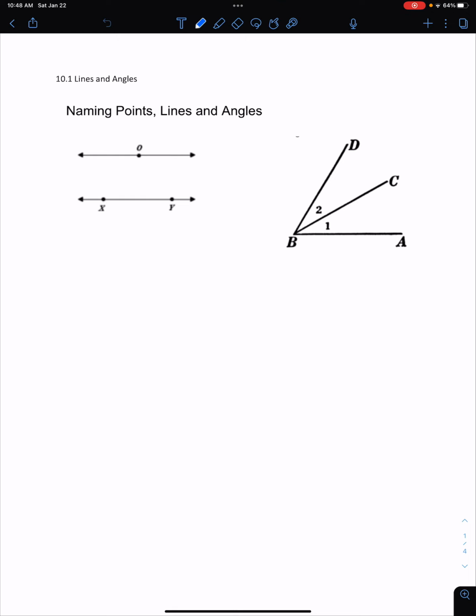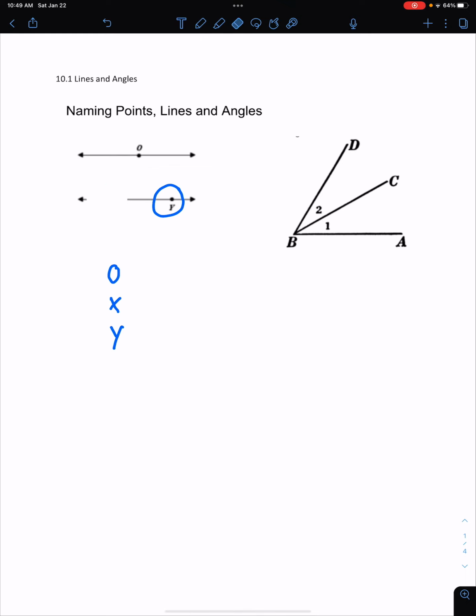So points are just what it sounds like. One point in space. We usually represent it as a dot. And for example, in this diagram, we have O, we have X, and we have Y. And that's all we do, we label them with letters. So those are points.